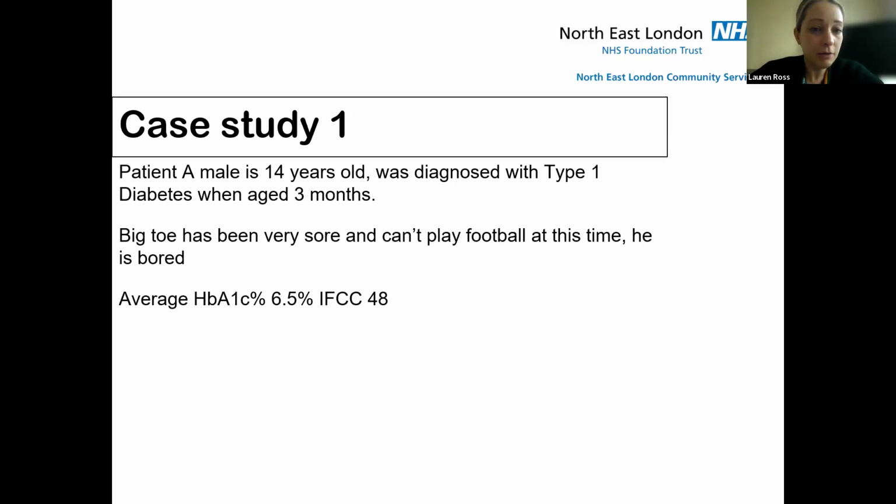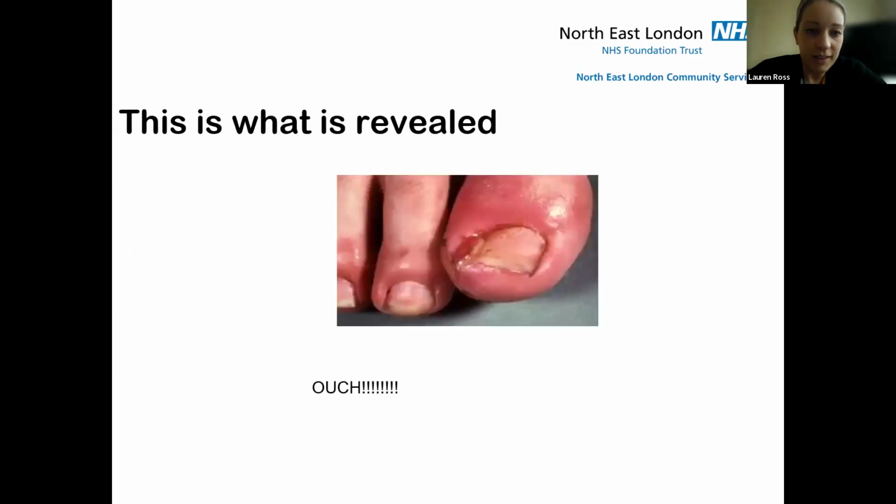patient comes in, he's a male, 14 years old, was diagnosed with type 1 diabetes when he was 3 months old. He's been referred because the big toe has been very sore, he can't play football at the time, and he's getting bored. His average HbA1c is 48. So when you take his shoe and sock off, this is what presents. As you can see, it's quite a nasty ingrowing toenail there.